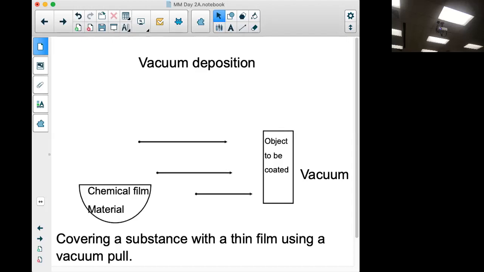Now, the only major problem with vacuum deposition, because there's no actual bonding going on, it's just applied by a chemical adhesive, and those can come off if it's extremely heated up along those lines.